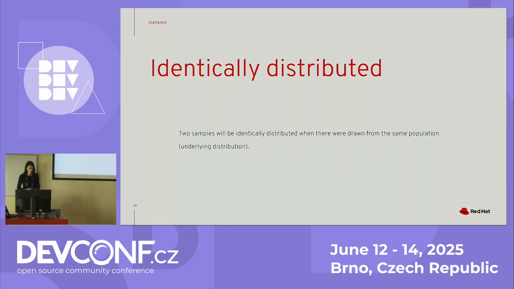Identically distributed means that they have been drawn from the same population. Population is an abstract concept in this case, because we are talking about all the possible values that you can receive. In practice, the whole population is the mathematical definition of the distribution that you are looking at. If we are talking about normal distribution, that will be that bell curve that most of you probably are familiar with.